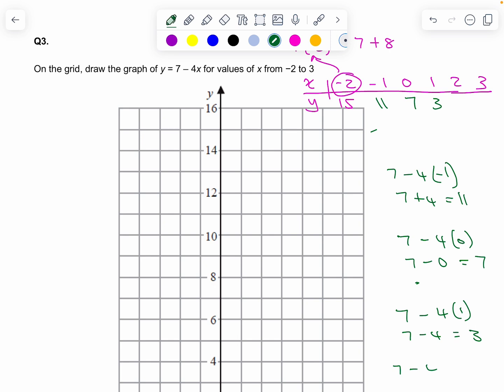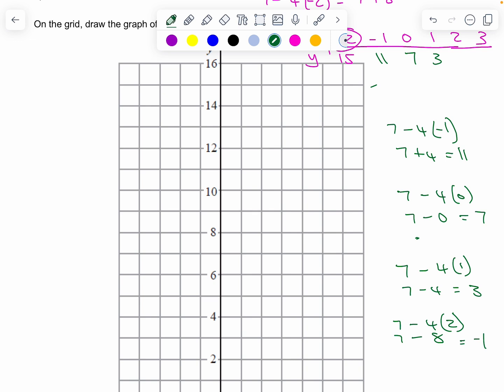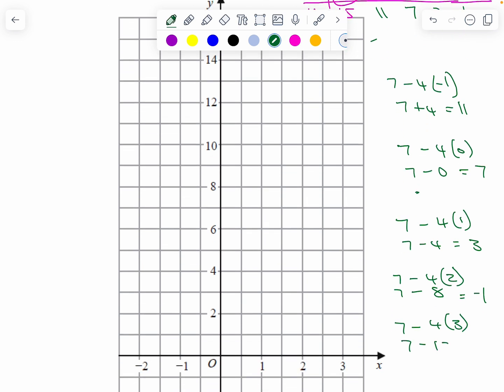7 take away 4 times 2. So that's 7 take away 8, which is -1. And finally, 7 take away 4 times 3, which is 7 take away 12, which is -5.